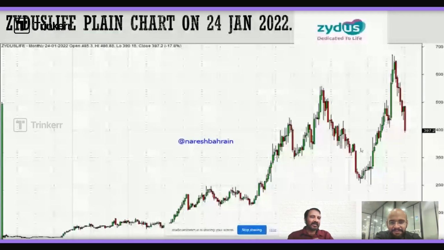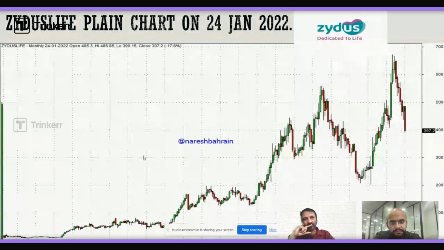So this is Zydus Life. Its old name was Cadila. This is the chart that I saw in January 2020, last year. It was retracing from around 700, and then it came to around 397. It had come and stood here.